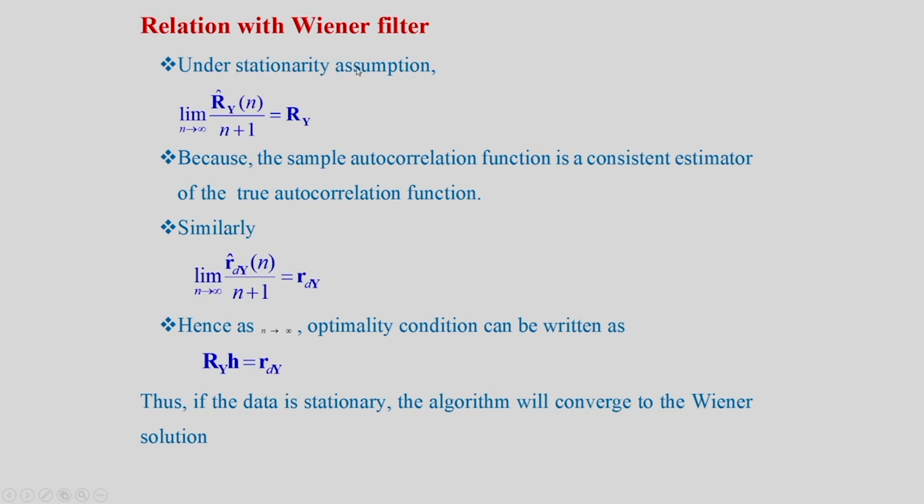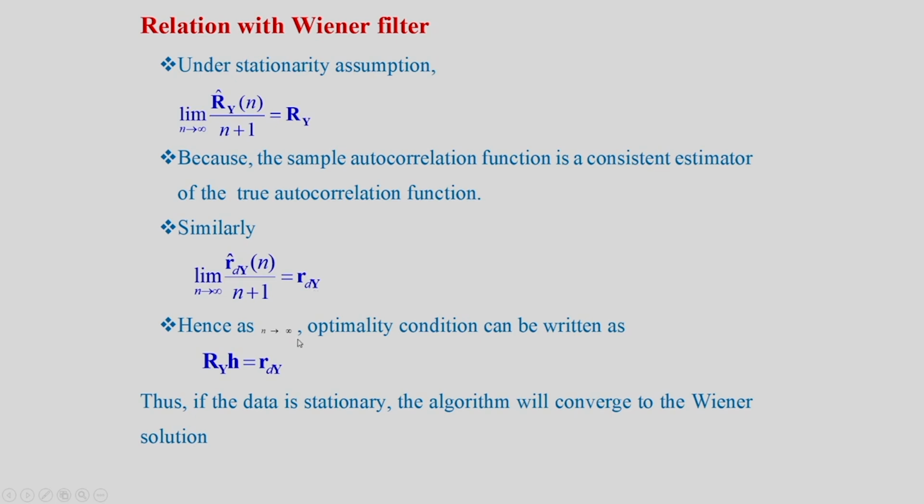Under the stationarity assumption, this matrix Ry hat n divided by n plus 1 has as its limit, as n tends to infinity, Ry. This is because the sample autocorrelation function is a consistent estimator of the true autocorrelation function under the stationarity assumption. Similarly, the limit of R dy hat n divided by n plus 1 as n tends to infinity will be the cross correlation vector R dy.